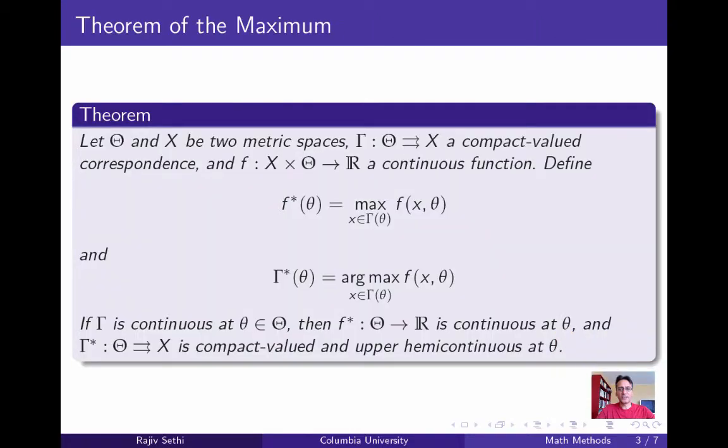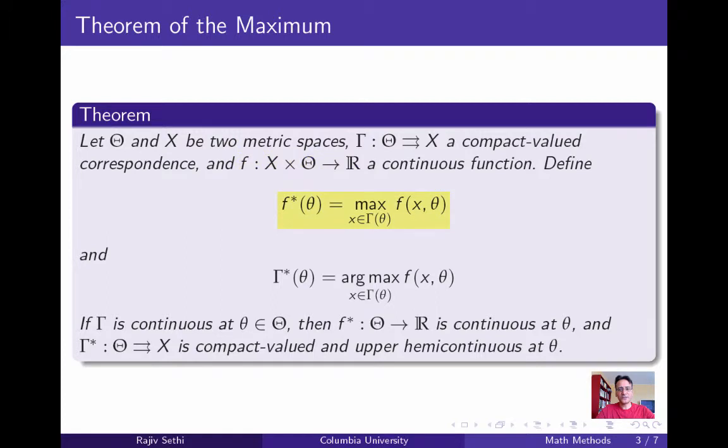So here's a reminder of what the theorem of the maximum states. So we have two metric spaces, capital Theta and X. Theta is interpreted as a set of parameters and X as a set of decisions or actions. Gamma is a correspondence called the constraint correspondence, and that tells us for any given theta what set of actions is feasible, and we assume that this is compact valued. F is the objective function that the decision maker is trying to maximize, and this is real valued and continuous, and the payoff to the decision maker depends both on the action taken and on the value of the parameter.